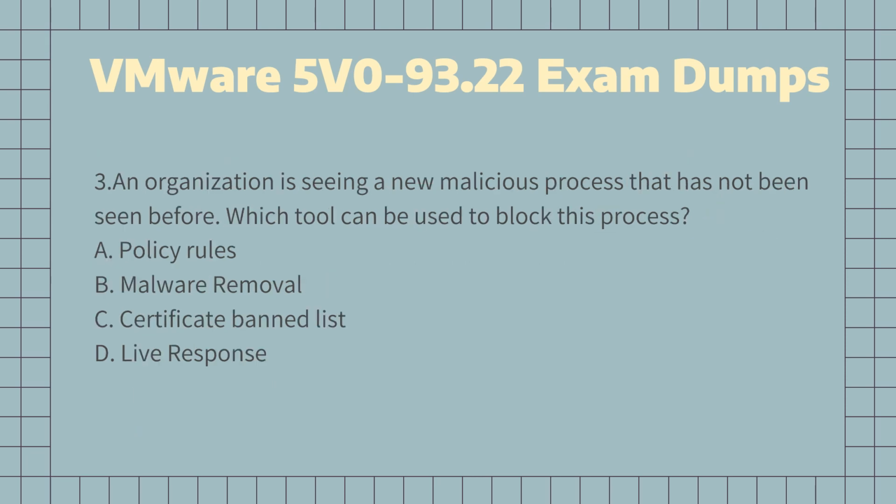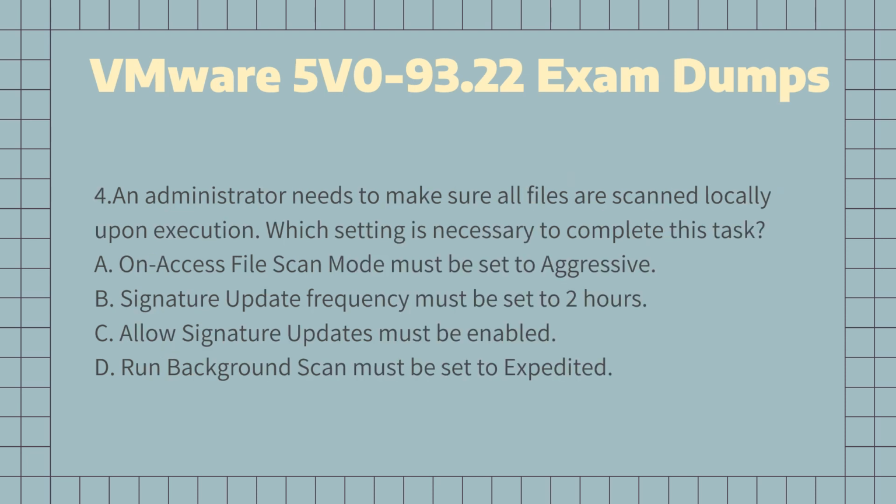3. An organization is seeing a new malicious process that has not been seen before. Which tool can be used to block this process? A. Policy rules. B. Malware removal. C. Certificate banned list. D. Live response.